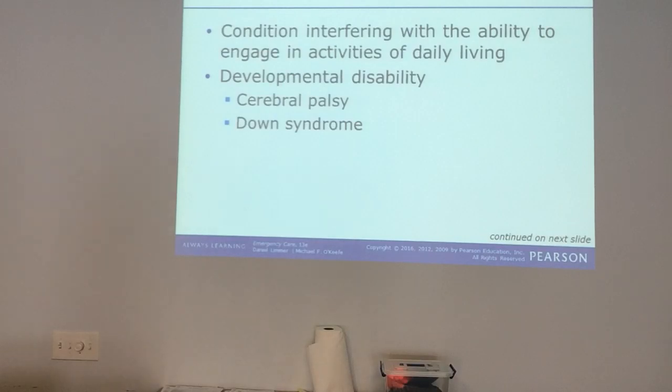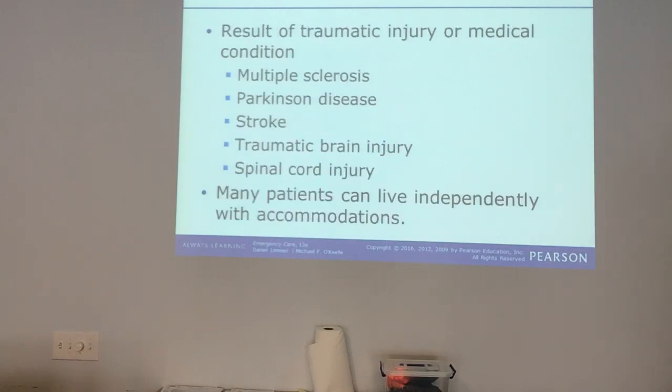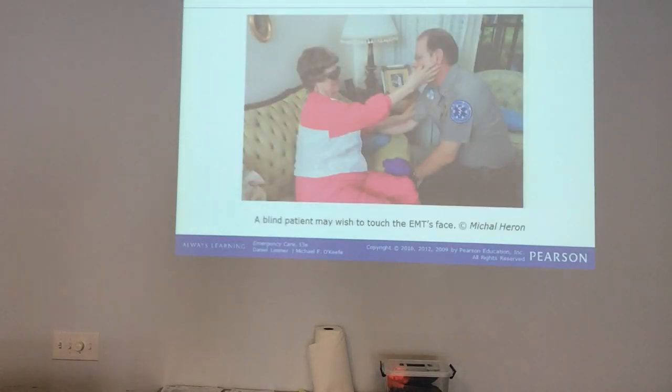So, disability is a condition interfering with the ability to engage in activities. Maybe a developmental disability like cerebral palsy or Down syndrome. Results of traumatic injury or medical condition. Could be multiple sclerosis, Parkinson's disease, stroke, TBI, or spinal cord injury. Many of these patients can't live independently without some accommodations.